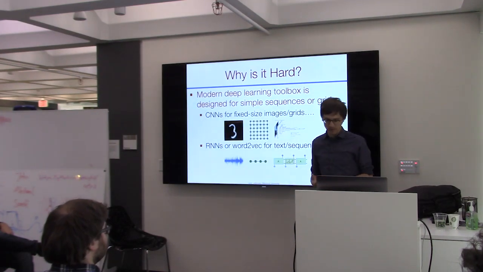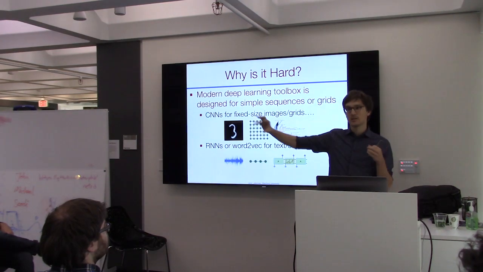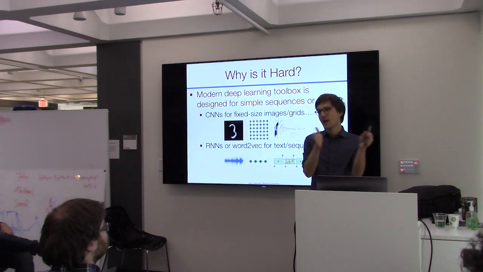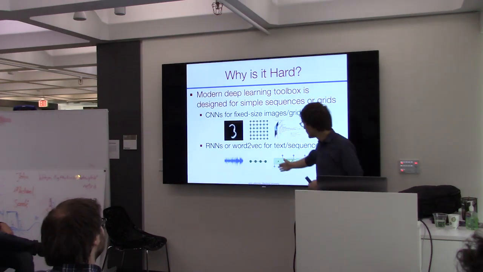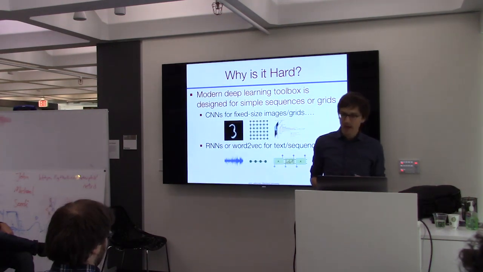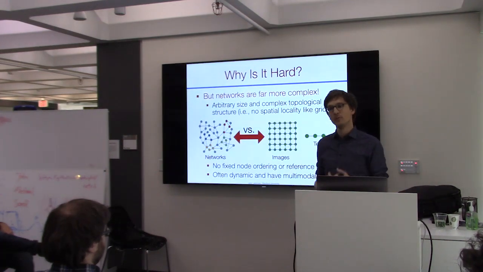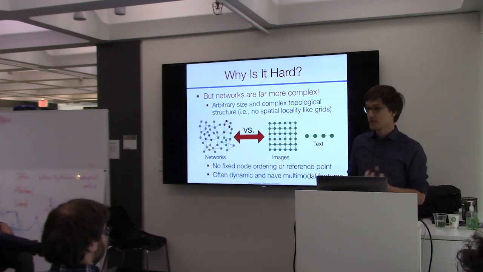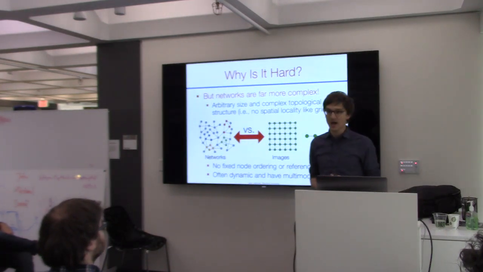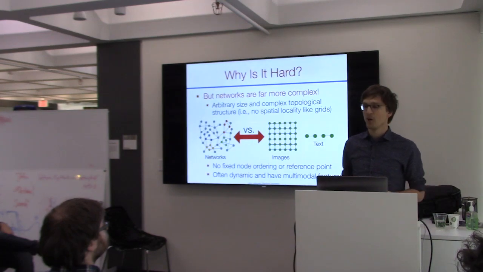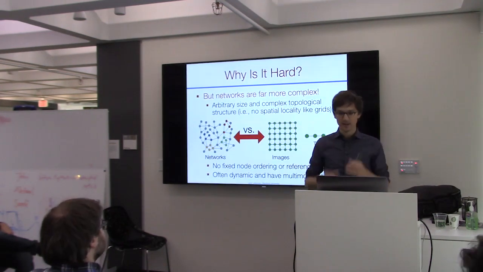If you think, for example, of text and speech, they also have a very natural linear structure, so you can think of having sliding windows over this, let's call it a line graph. Again, it's clear what the notion of locality is. But real-world graphs and complex networks are quite different. First, they have arbitrary size, they have complex topological structure, and they have no spatial locality like grids have.